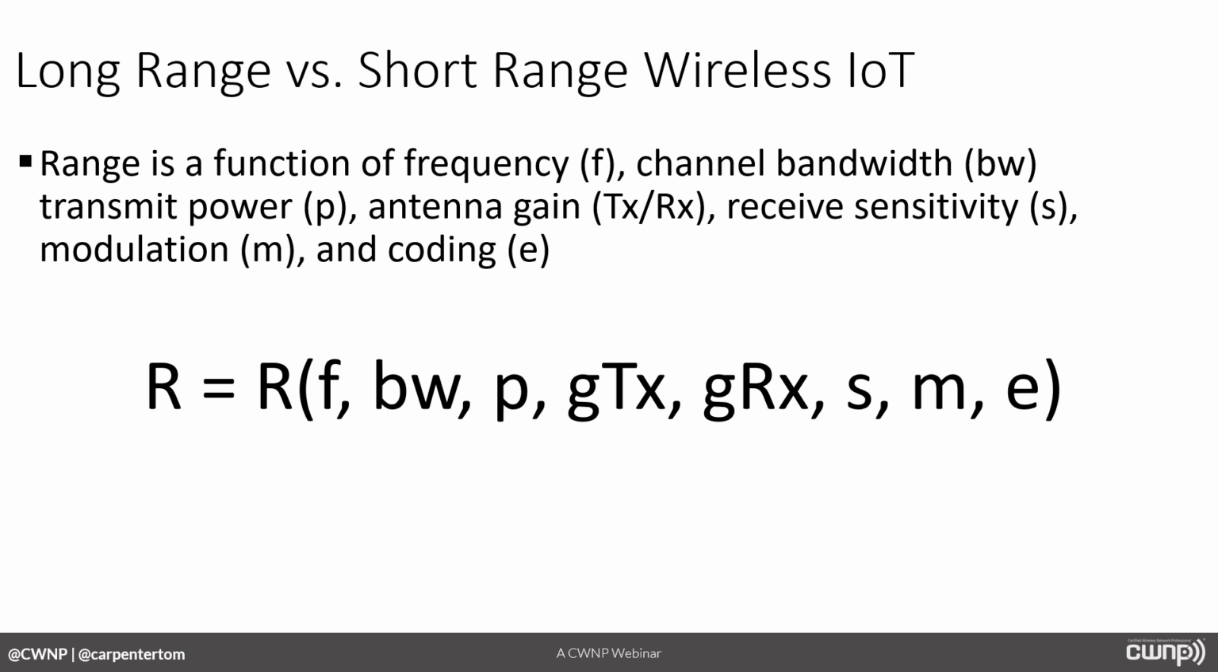So range is a function of the frequency, first of all, whereas lower frequencies can generally be received at greater distances or ranges. And then there's the channel bandwidth. How wide of a block or chunk of frequency am I using? The wider the channel, the shorter the range, generally speaking. Then there's the transmit power. The more output power I have, the greater distance I can receive it at.